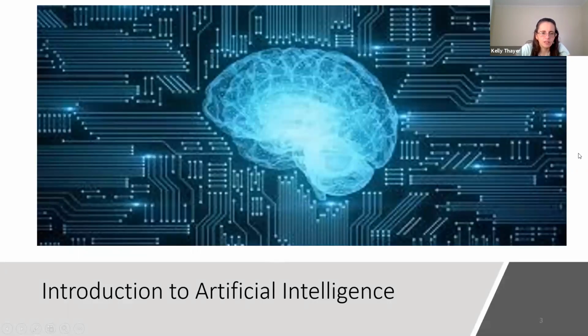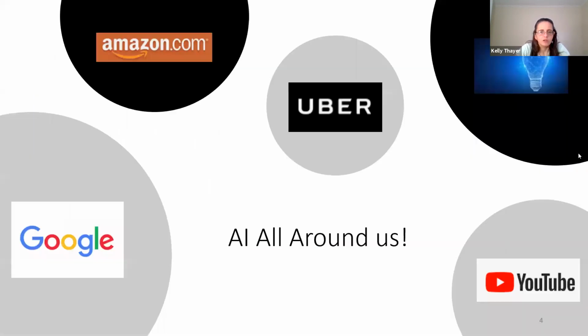So then, let's get into our introduction about artificial intelligence. Artificial intelligence is all around us. I'm sure you're familiar with many of these companies that I've listed here. Amazon, Google, Uber, YouTube are household companies that are known to all of us these days. All of these companies integrate artificial intelligence into various things, such as suggestions for you to use and what you should buy next, what you should watch next.